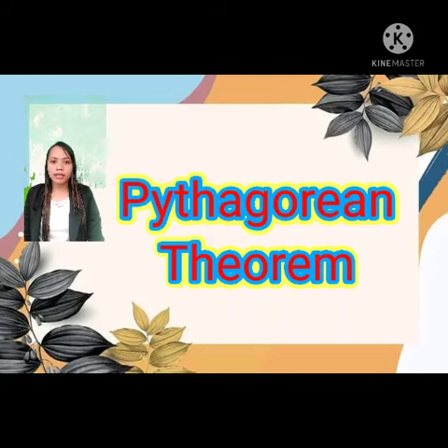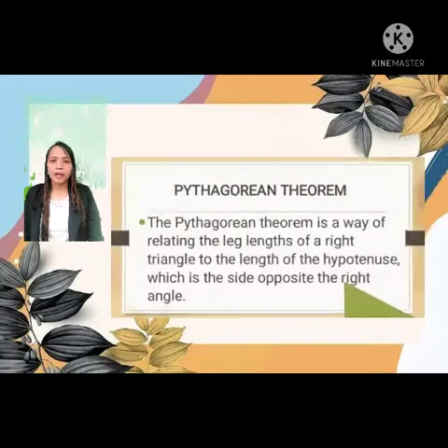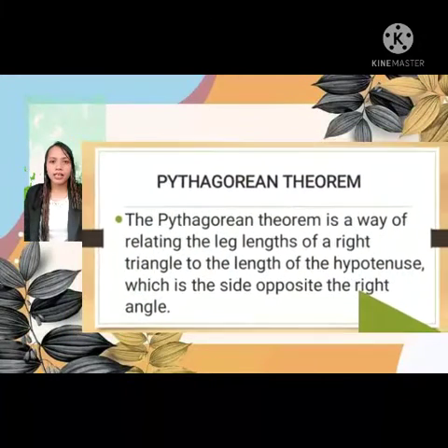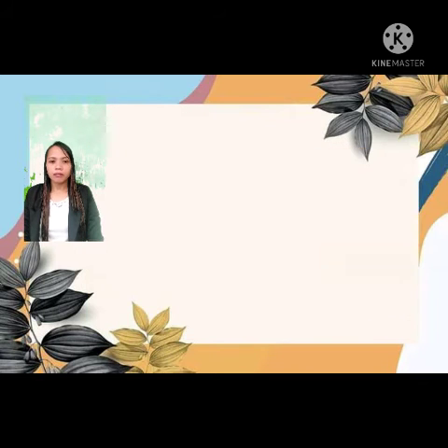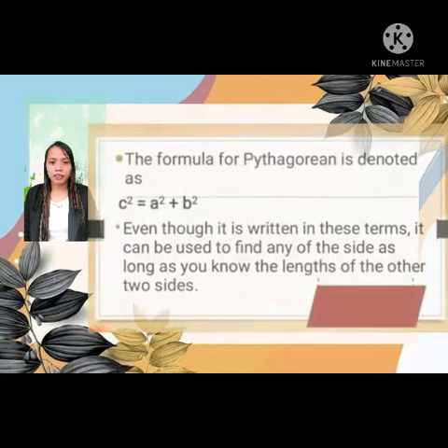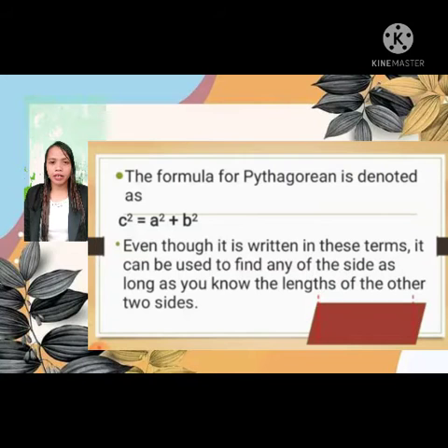So first, what is the Pythagorean theorem? The Pythagorean theorem is a way of relating the leg lengths of a triangle to the length of the hypotenuse, which is the side opposite the right angle. The formula for the Pythagorean theorem: c squared equals a squared plus b squared.